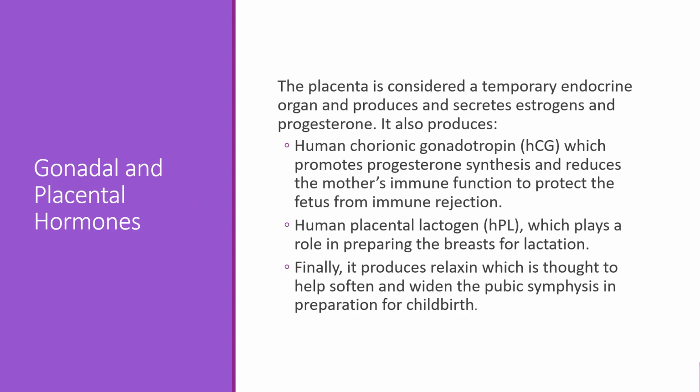The placenta is considered a temporary endocrine organ because you don't always have one, and only 50% of us ever have one, right? That's females. And it produces and secretes estrogens and progesterone. It also produces human chorionic gonadotropin, or HCG. Note how that is written. It's little h, big CG, different from what we've done for other abbreviations. It promotes progesterone synthesis and reduces the mother's immune function to protect the fetus from immune rejection.